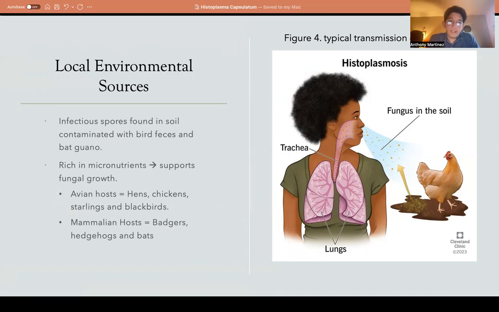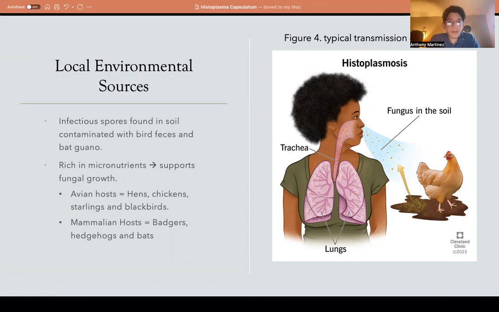The bird and bat feces itself is actually rich in micronutrients, specifically nitrogen, which helps support the growth of this organism. And here you can see a typical route of transmission, and we'll talk a little bit more about that later. But in this case, a chicken has deposited fecal matter here that was contaminated with probably the yeast form of this organism. That is then inhaled, and that is where you get the establishment of histoplasmosis in the lung.